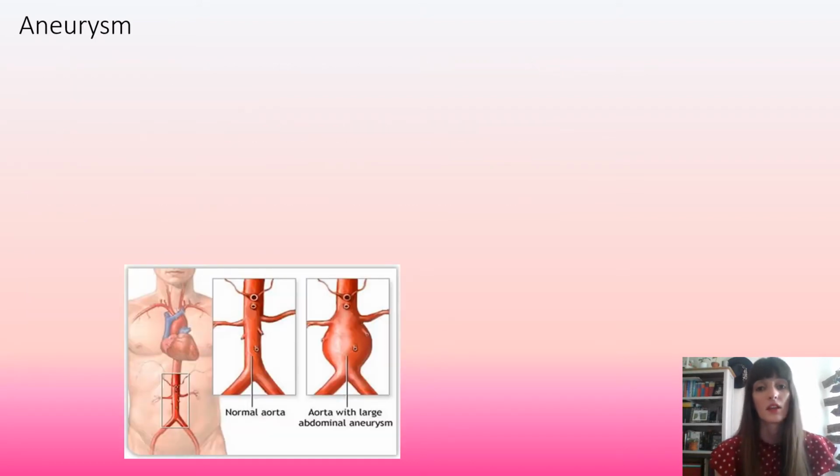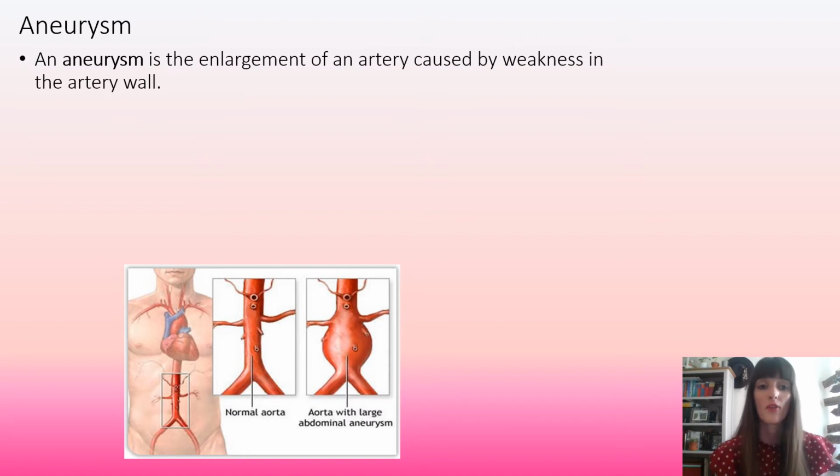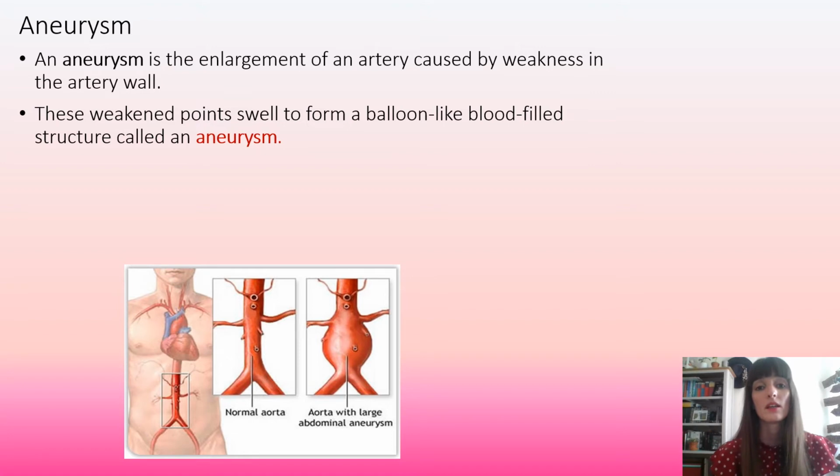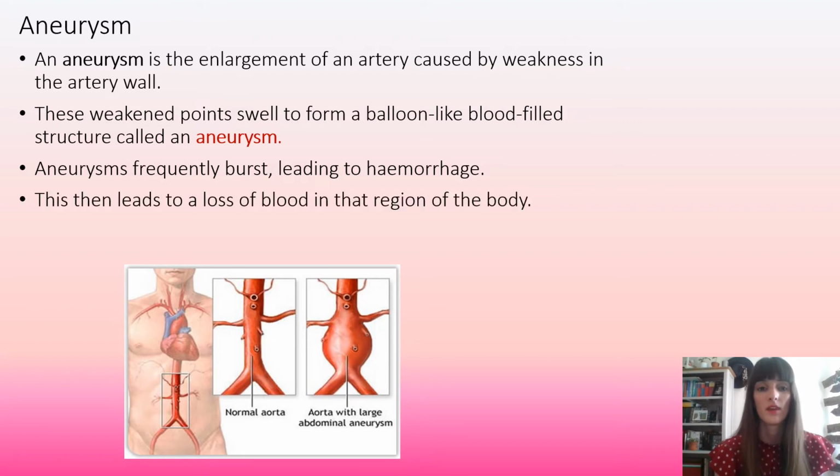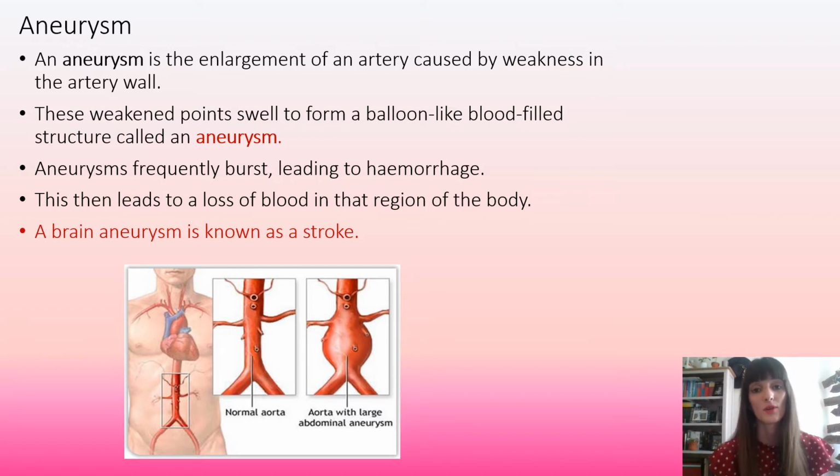An aneurysm is the enlargement of an artery caused by the weakness in the artery wall. These weakened points swell to form a balloon-like blood-filled structure called an aneurysm. Aneurysms burst, leading to hemorrhage, which is a massive blood loss. This then leads to a loss of blood in that region of the body, and a brain aneurysm is known as a stroke.